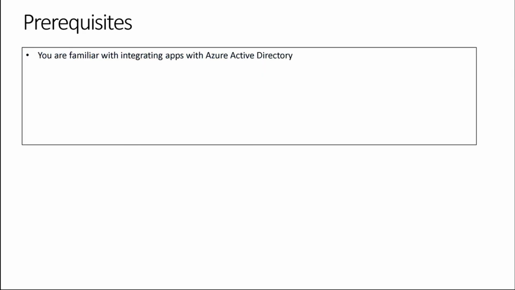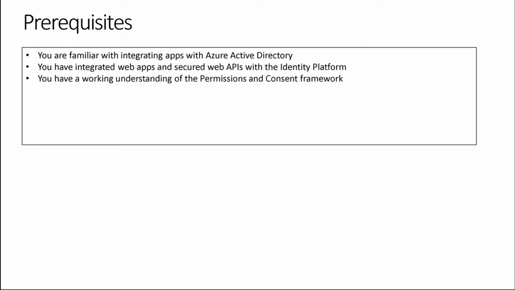If you are a developer who is just starting with our platform, you might find that some of these topics are not as detailed as you would like them to be, because we are assuming that you are familiar with, in general, integrating applications with Azure Active Directory. And in more detail, you are familiar with what web applications that sign in users and web APIs that authorize using access tokens are, and you know how they work in general. There is a huge topic that we have for developers, which is the permissions and consent framework. A working understanding of that is also required.